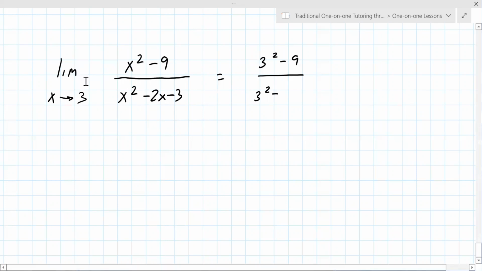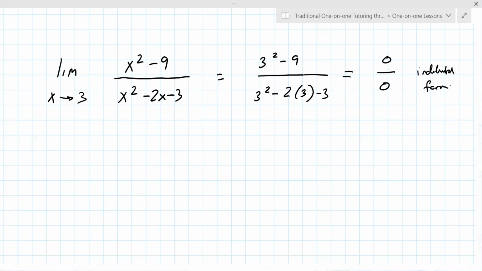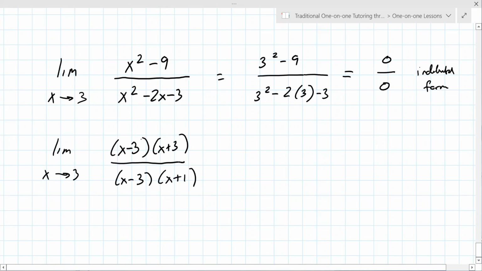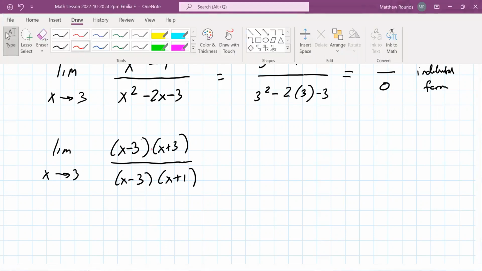Okay, so 3 squared minus 2 times 3 minus 3, and you end up getting 0 over 0. This is indeterminate form. It must be both zeros on the top and on the bottom. So you're like, what do I do next? Well, you factor the numerator and the denominator. And then you hope that there's something that cancels. And the x minus 3's cancel.